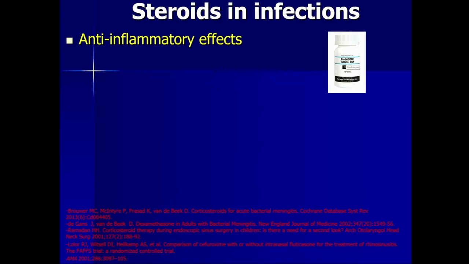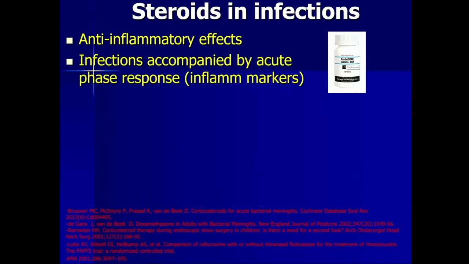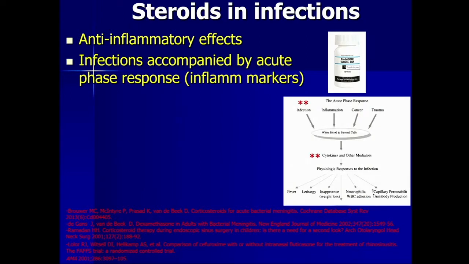What can steroids do for us in infections? Well, we all know that steroids, prednisone, intravenous steroids have anti-inflammatory effects. What we should also remember is that acute infections increase our acute phase reactants, cytokines, inflammatory markers. And if we remember the medical school pathophysiology, it's those inflammatory markers that give us many of the signs and symptoms in acute infection.